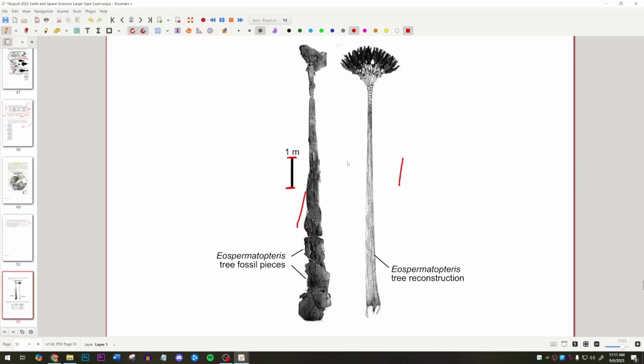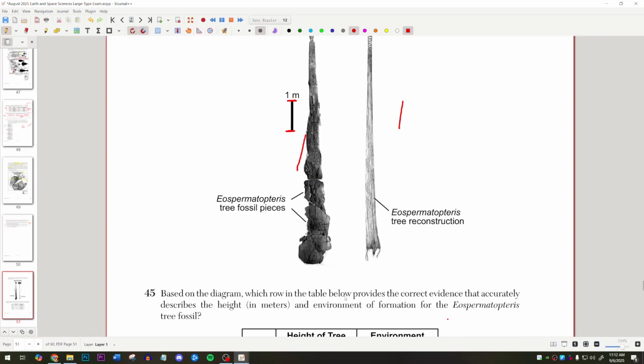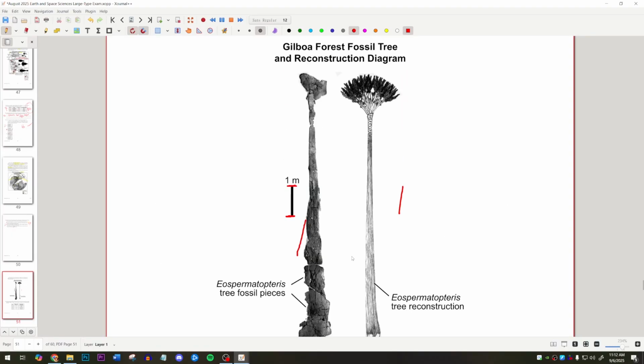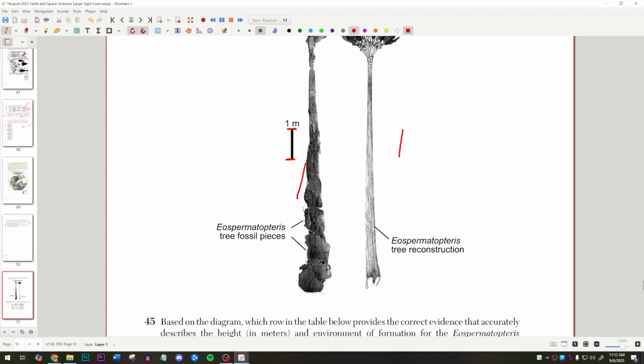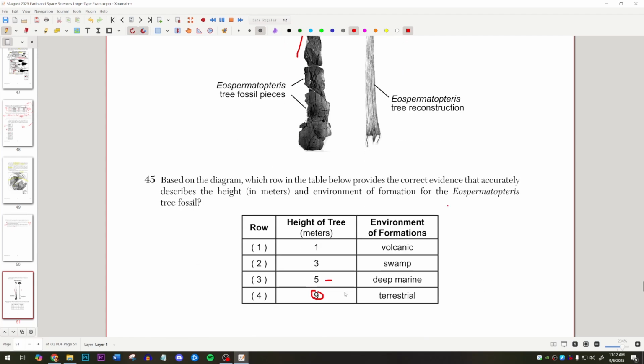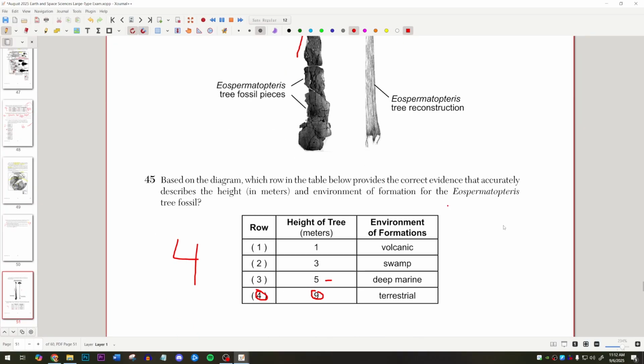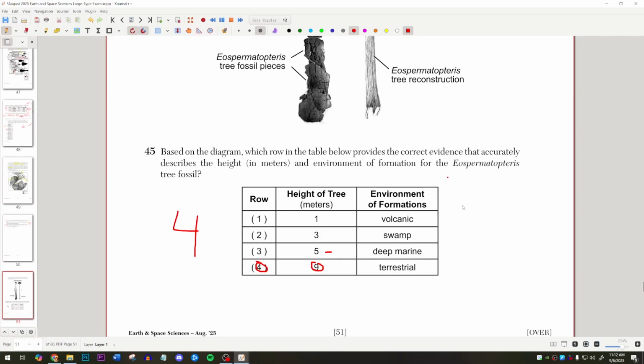So I'm just going to do it on my computer screen. It's probably 9 meters. Yeah, it's really hard to measure on a computer screen, but it's this one. 9 meters and terrestrial environment of formation, I mean, it makes sense. But it's definitely 9. So go with 4. It's so easy if you know how to just use the line to measure. So I'm going to say this is a 2 plus 1 test fatigue.